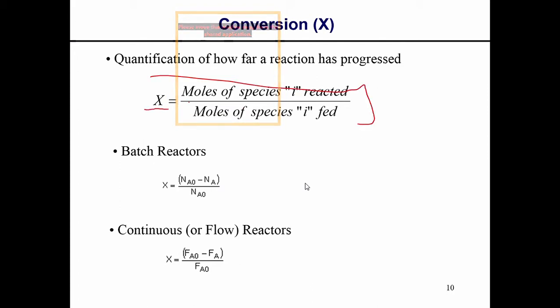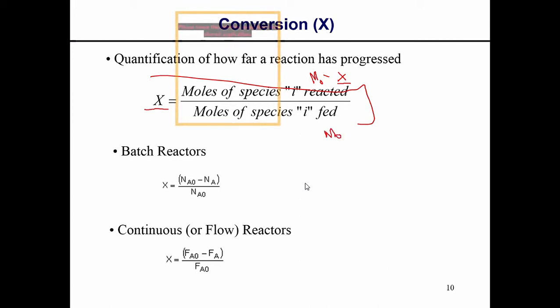which is moles of species reacted over moles of species in. Okay, moles of species reacted, which is the change between the moles initially and the moles at a certain time, so initial moles minus moles at the changed state. So you will get moles of species reacted over moles of species being fed, which is the initial mole.